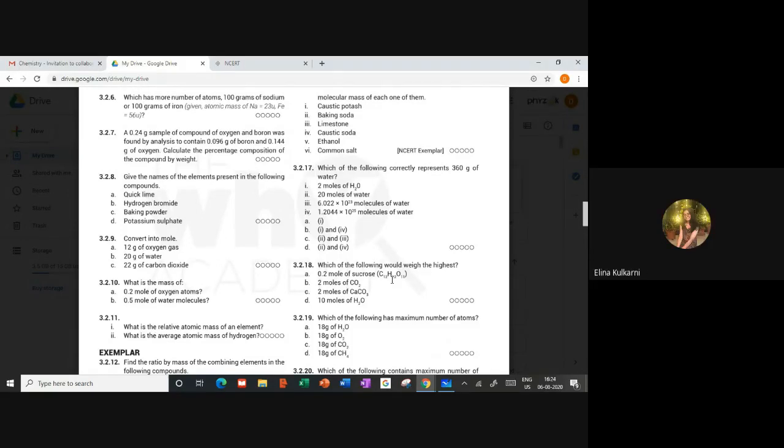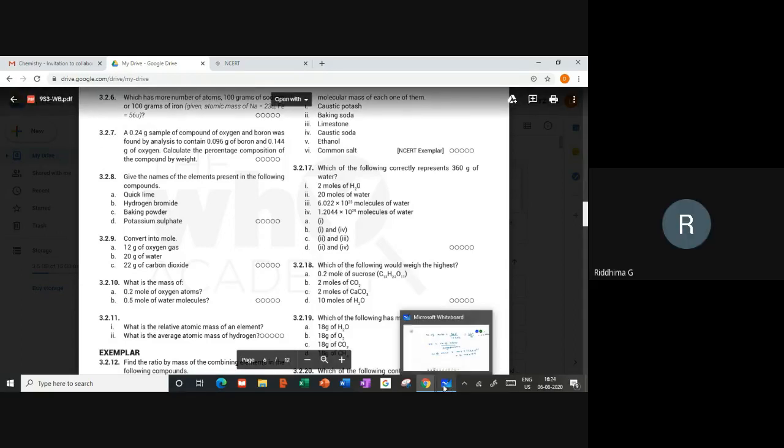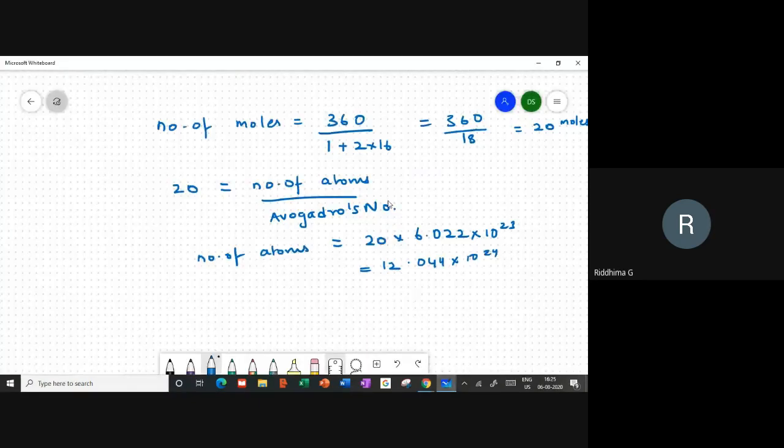Ma'am, could you just explain that previous sum? Actually, there was some issue with my net. Yeah, sure. So this question, the 17th one, they have asked which of the following correctly represents 360 gram of water. Okay, and they have given you options both in number of moles as well as number of molecules. Correct? So basically, I was saying you need to solve using both the equations, both the formulae which I had mentioned.